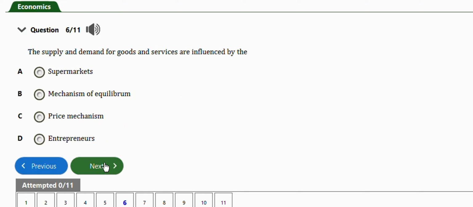Next question. It says the supply and demand for goods and services are influenced by the supermarket, mechanism of equilibrium, price mechanism, or entrepreneur. The right answer is option C, price mechanism.